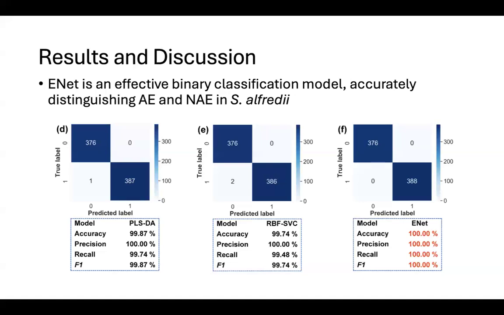ENet was found to be an effective binary classification model, accurately distinguishing the accumulating ecotype and non-accumulating ecotypes within S. alfredii. From these confusion matrices, you can see that ENet on the far right made correct predictions for all the samples it was given, and according to the evaluation metrics, it was the best behaving model.